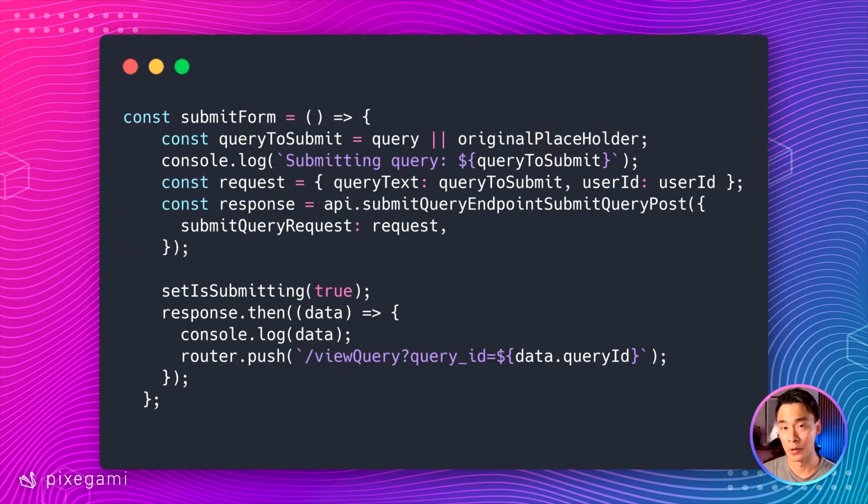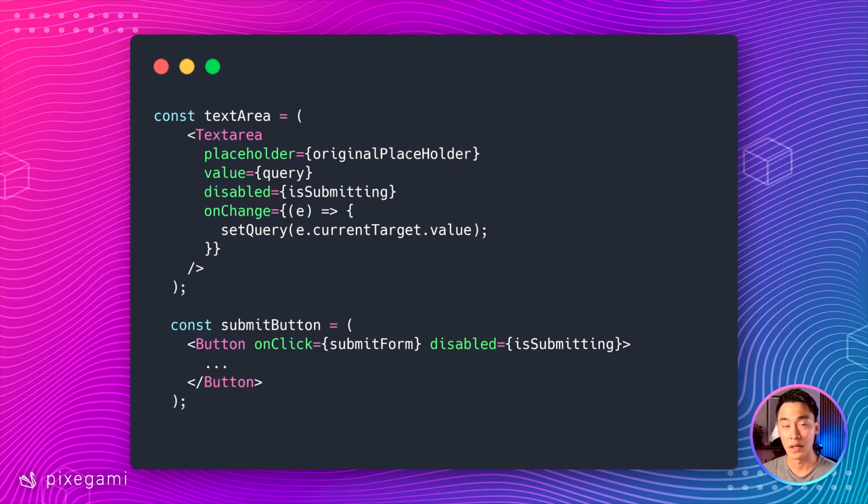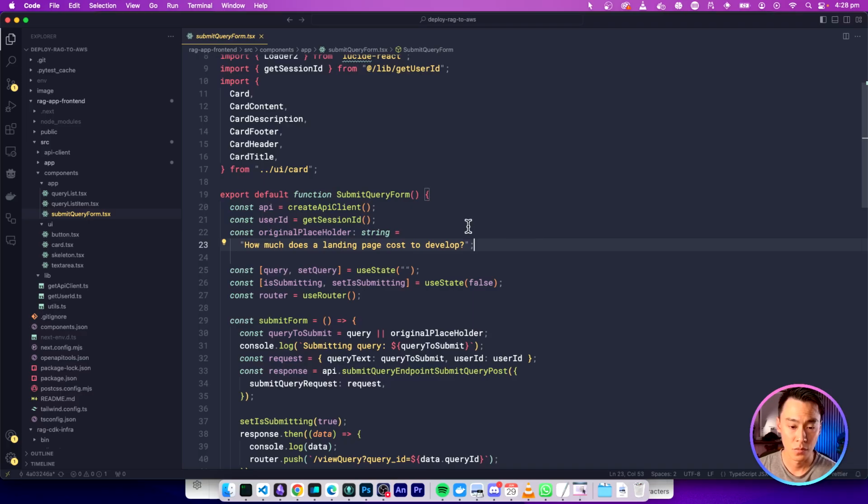And here is the actual code to submit the query. We'll use the query text if it's not null, otherwise we'll use the placeholder question instead. We then create the submit query request with our API, and then we send it off. We'll also update the state of our app saying that we're in the process of submitting a query. And we'll also need a callback so that when we get the response back from the API, we can navigate to the ViewQuery page with that specific query ID. Again, for the styling itself, I won't go over this in too much detail. I'll just use some of the UI components I installed earlier and wire it up with our variables and our callback functions. All right, let's go back to our code editor and just do a line-by-line review.